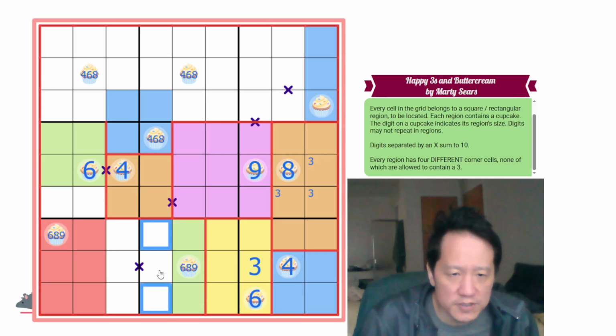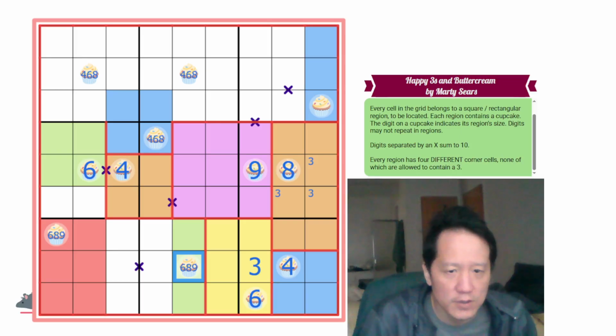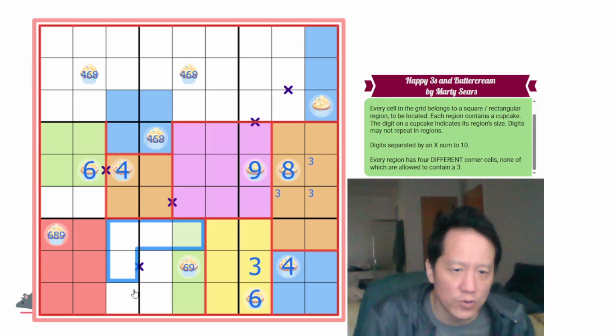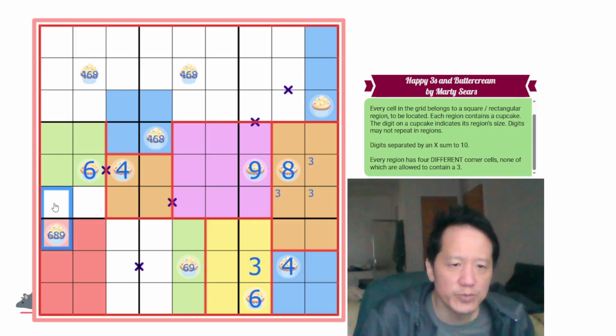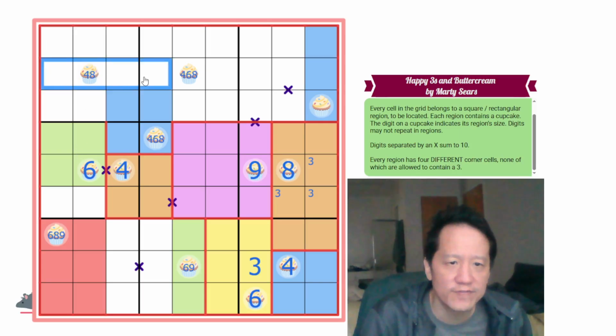So one of these is 6 and the other one is 9. Well, no. This could be 9 and this could be 6 or 8. This is only 6 or 9 because it has to be either here or here. This could be 8 this way. We don't know. This cannot be 6. So it's either a 2 by 2 area or 2 by 4.